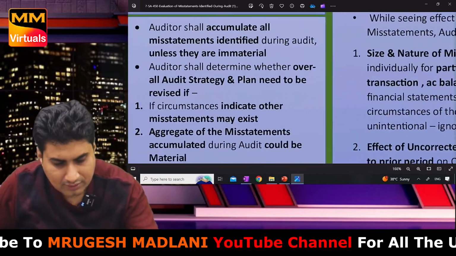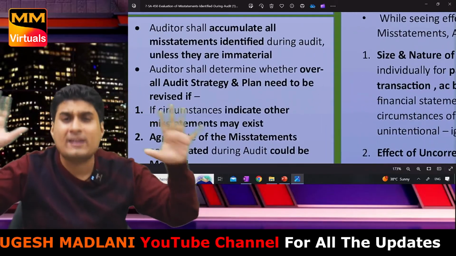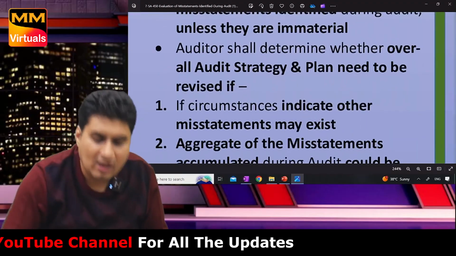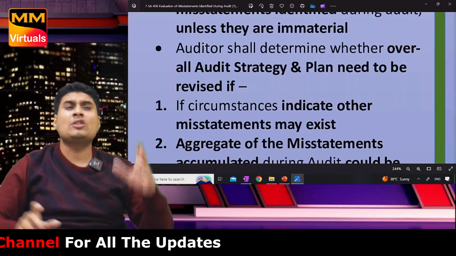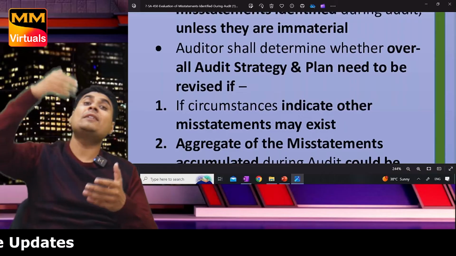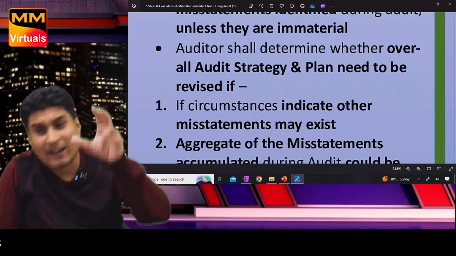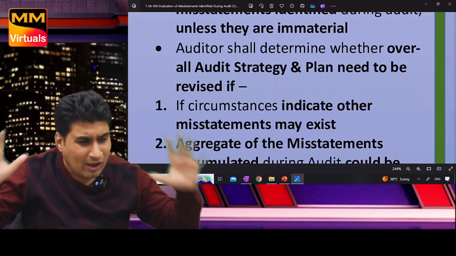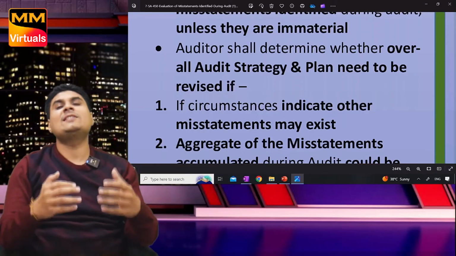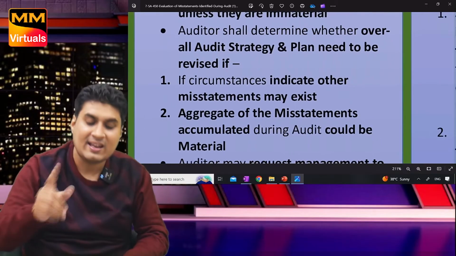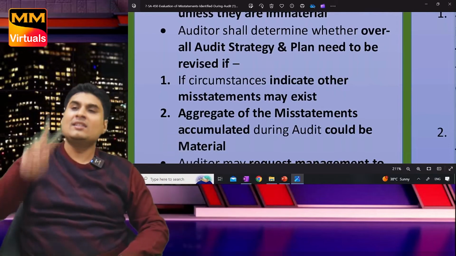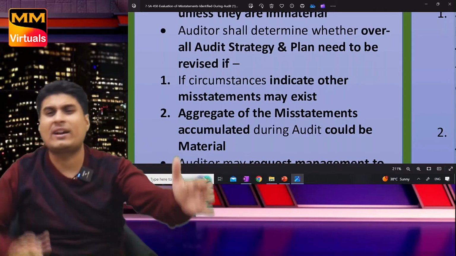Okay, start. Number 1. Auditor will accumulate all misstatements identified during audit. First, identify all the mistakes which you have found during audit. Auditor will decide whether we need to change overall audit strategy, overall audit plan. When will it change? When misstatements are more than materiality. Means there are material misstatements. See, auditor will decide whether to change overall audit strategy, overall audit plan, if circumstances indicate other misstatement exist and aggregate of misstatements identified could be material. See, in two situations we will decide to change strategy and plan.